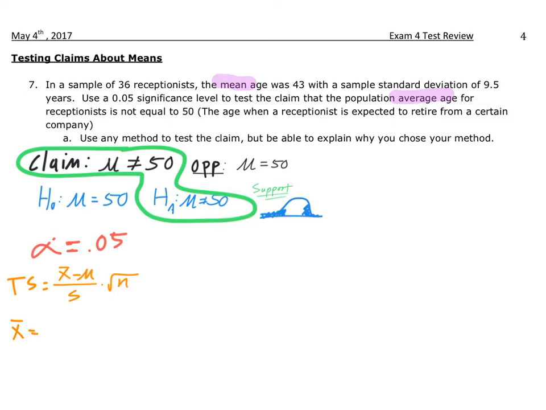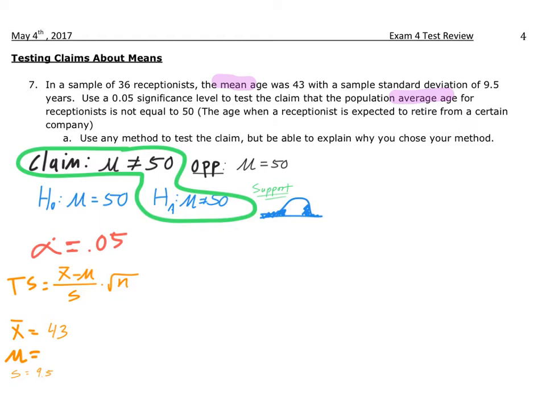My x bar is going to be my sample mean. In this case, I've given it to you right here at the top. The mean age is 43. And then my mu is going to be the population mean. I'll identify where I get that in just a second. I'll go ahead and identify my sample standard deviation, which is 9.5. And then I've got to just go forward.